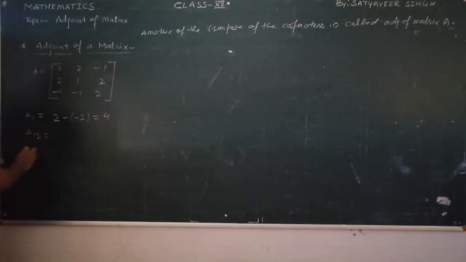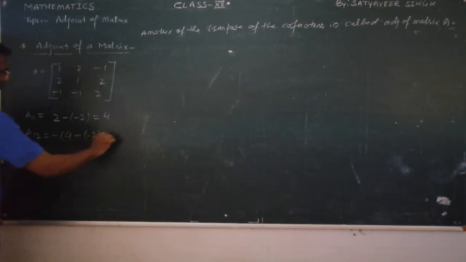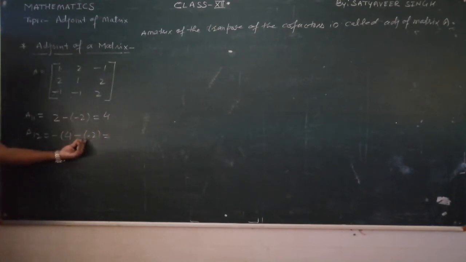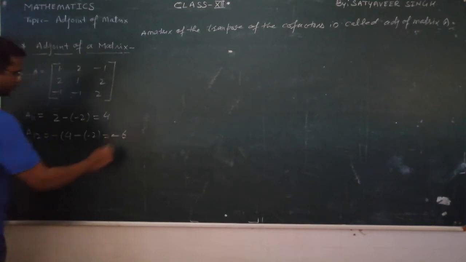What is A12? Second column, first row. It is minus, as it comes in the formula. 2 into 4, here it comes 4. Then minus as per rule, and minus 1 into 2, it is minus 2. So it becomes 6. So it is minus 6.